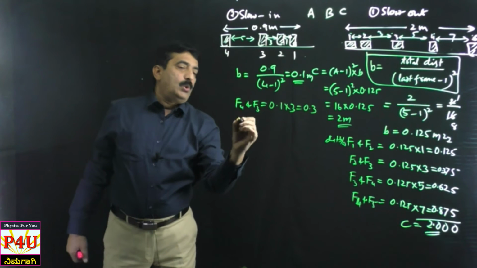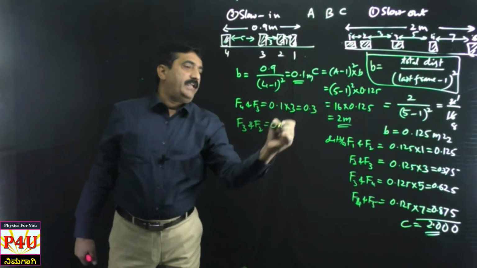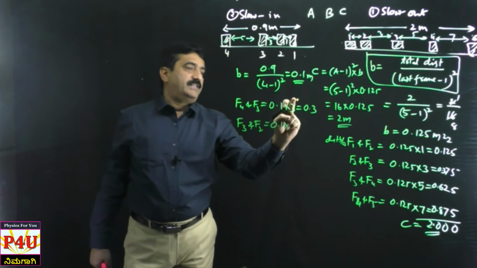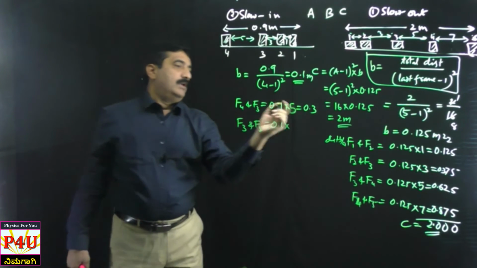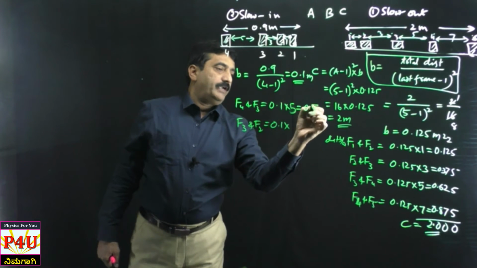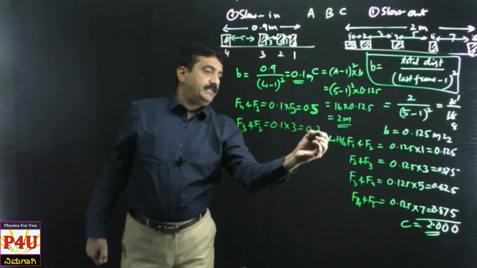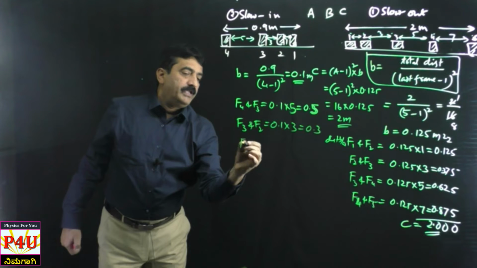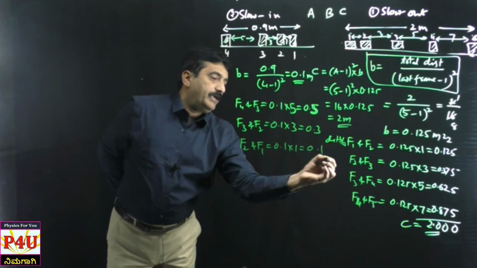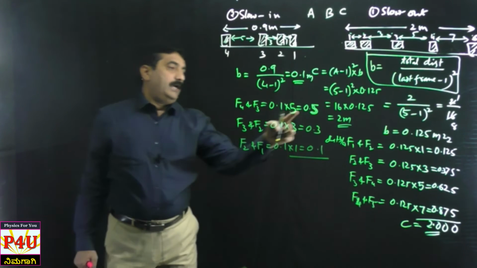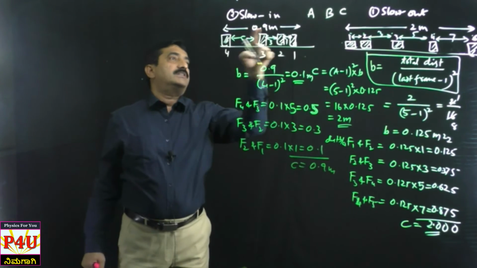Next, 3 to 2, I want the distance between F3 and F2, that is equal to 0.1 into 3. Sorry, I made a mistake here. It is actually 5, because 4 to 3 is 5. So 5 into 0.1 is 0.5. Now it is 0.1 into 3, this one I have to take, that is 0.3. Now coming to the last one, F2 and F1, that is equal to 0.1 into 1, that is 0.1. Now the total, 5 plus 3 plus 1, is nothing but 0.9 meter. This is the total distance traveled.